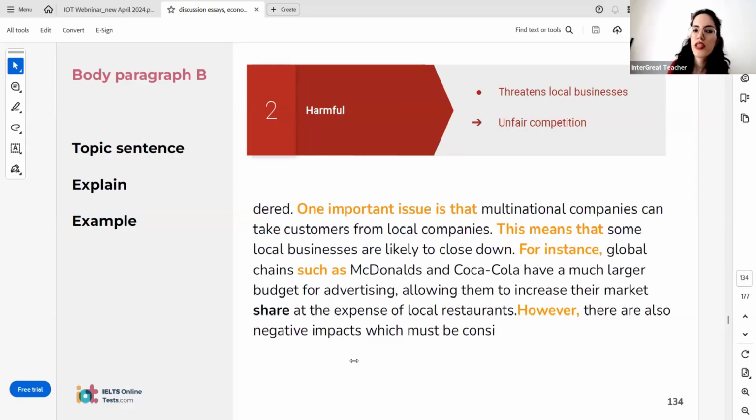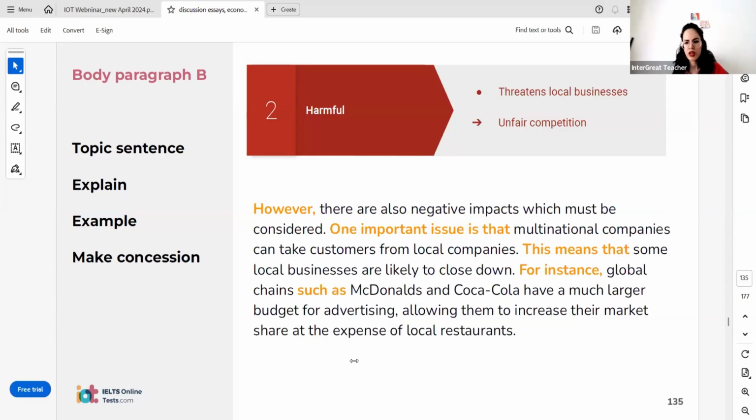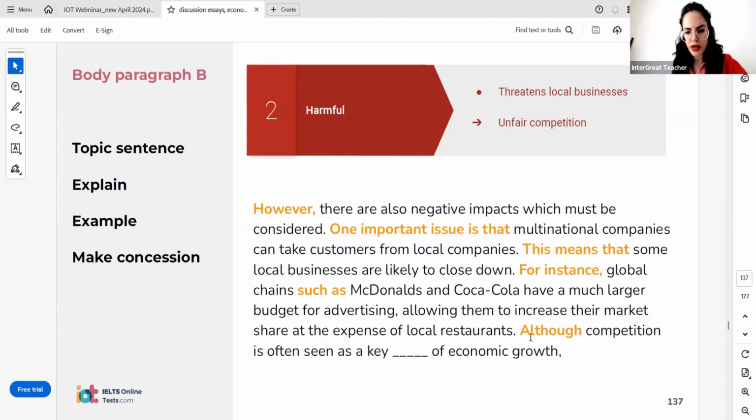Now, you guys remember the concession, meaning we say something, we consider the other side of the argument, and then we attack it, right? So to create that contrast, I use the word however. There are also negative impacts, which must be, wait a second. Did I make a mistake? Okay. All right. So here, increase their market share at the expense of local restaurants. That's where we were. We guessed the word share. Now I want to make the concession. How do we do that?